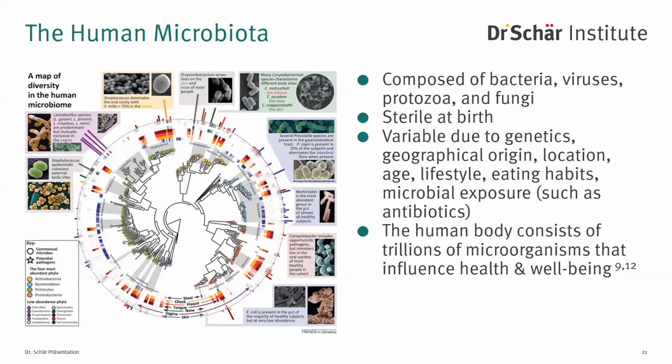The human gut microbiota is comprised of trillions of microorganisms that influence our health and well-being. It's sterile at birth, but colonization begins almost immediately, through the mother's vaginal and fecal microbiota, as well as the surrounding environment. The colonization of diverse microbes continues with breastfeeding, diet, and the environment the baby lives in. Further colonization of microbes is due to genetics, lifestyle, geographic origin, age, eating habits, and microbial exposure such as antibiotics and probiotics.